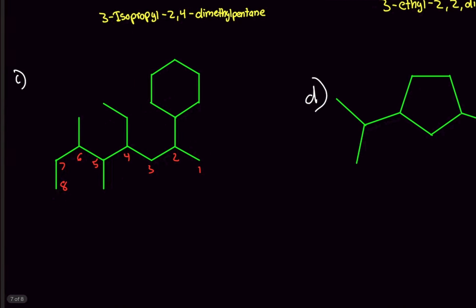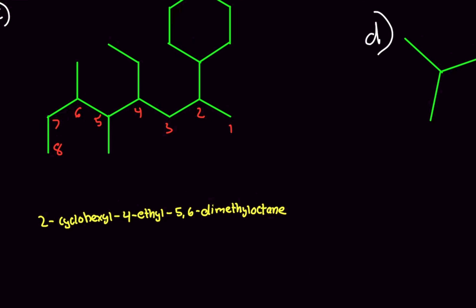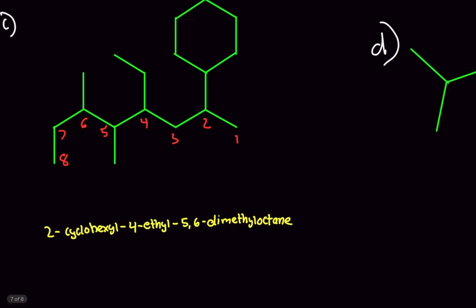So first, let's break down what we actually have here. We have an ethyl on 4, a methyl on 5, and a methyl on 6. But what about this? How do we name that? Okay. This is what I did not tell you. It's a little trick question here. Something you would probably see on an exam.